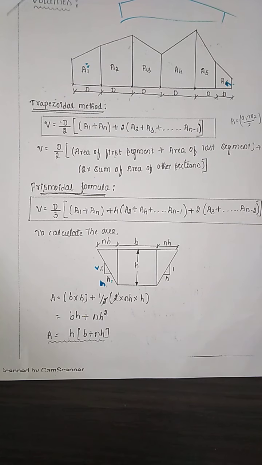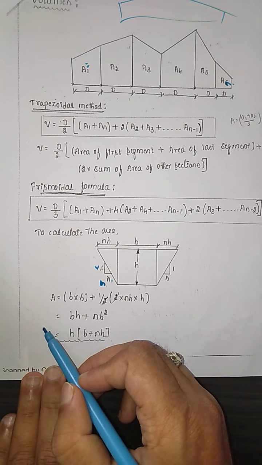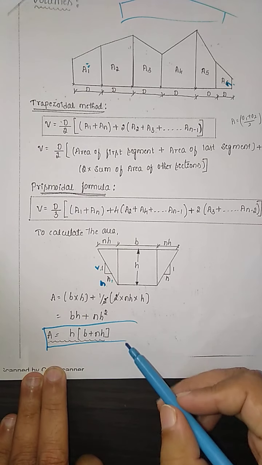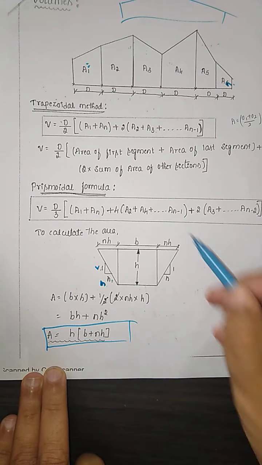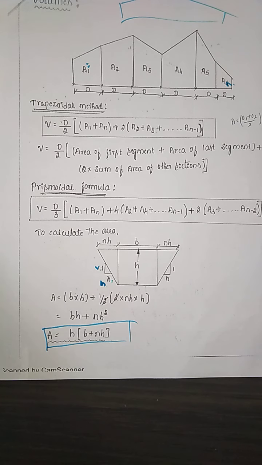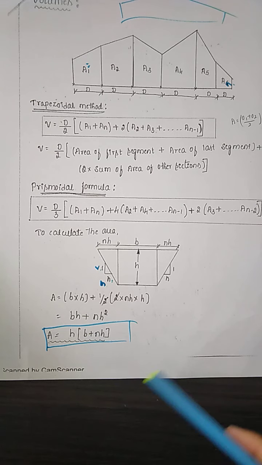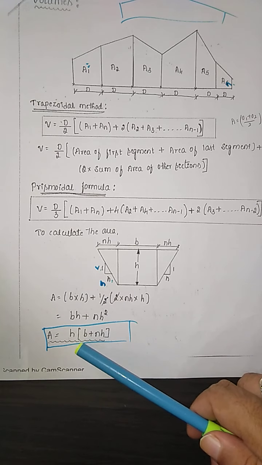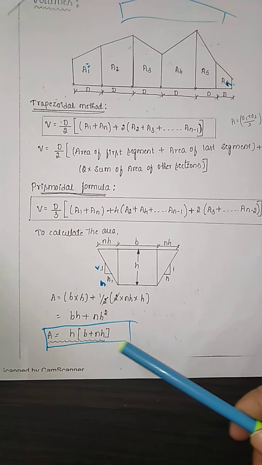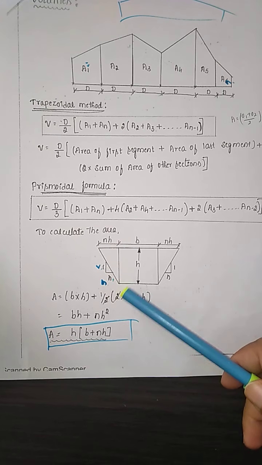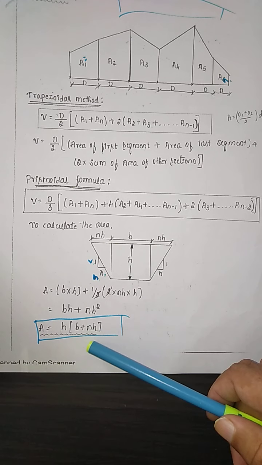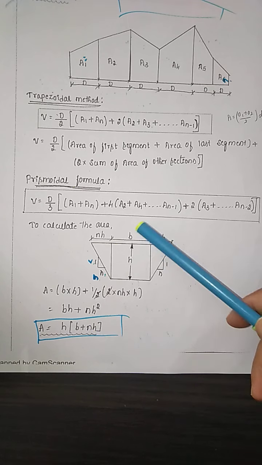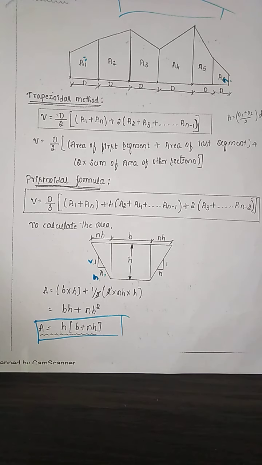So in order to calculate the area of a single prism, you will be using the formula A is equal to H into B plus NH, where H stands for height, B stands for breadth, N stands for slope, and H again stands for height. This is the formula you will use to find the area of the prism.